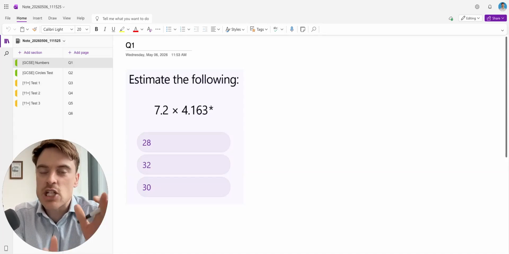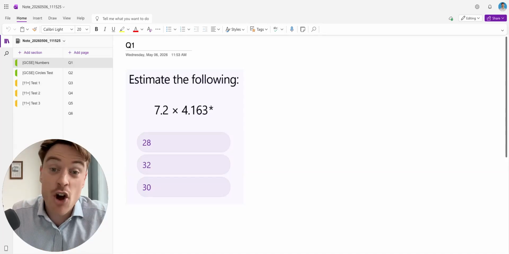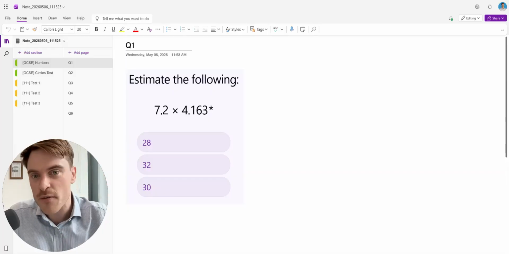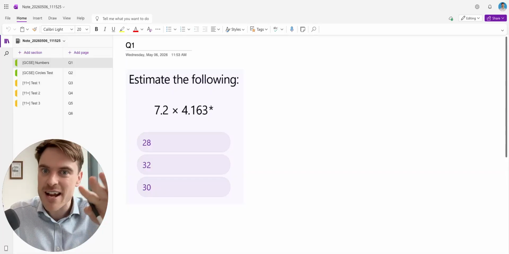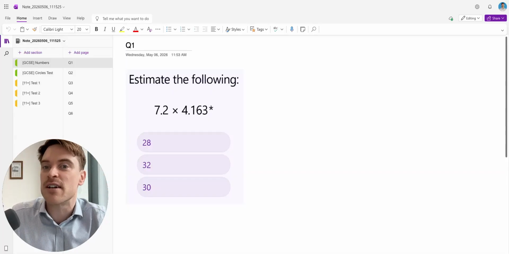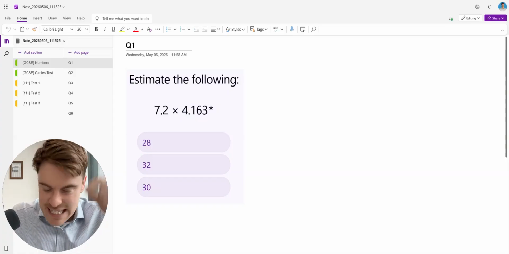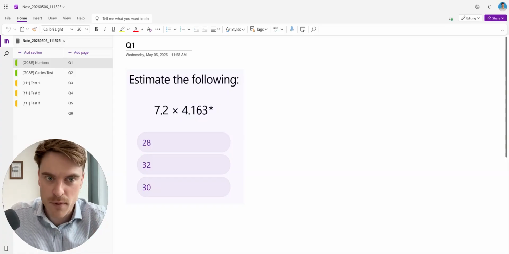Now, this topic is core to your GCSEs. It's called number. So it is stuff you would have done from the start, looking at year 9, year 10, and maybe revised in year 11. You gotta know this. It's definitely on both higher and foundation.